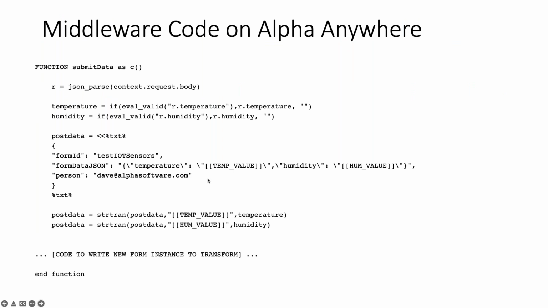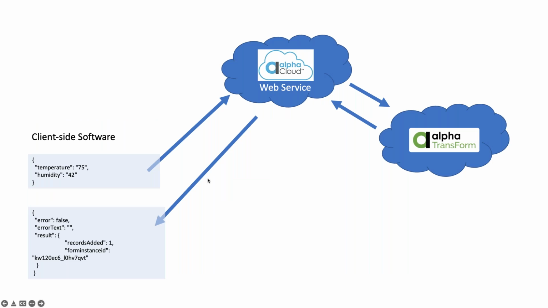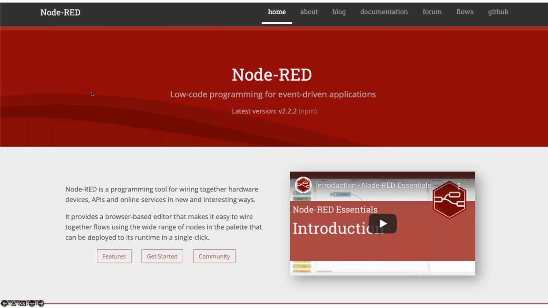Okay, so once that's done, back up a couple slides, that means that the temperature and humidity has been sent up to the web service. The web service has pulled it out of the request header. It's formatted in a way that Alpha TransForm understands it. Alpha TransForm then gets that and sends the data back to the web service, and we get it back on the other side there. So how do we do that? How do we send that data to Alpha TransForm to begin with? Now is where we come into Node-RED.